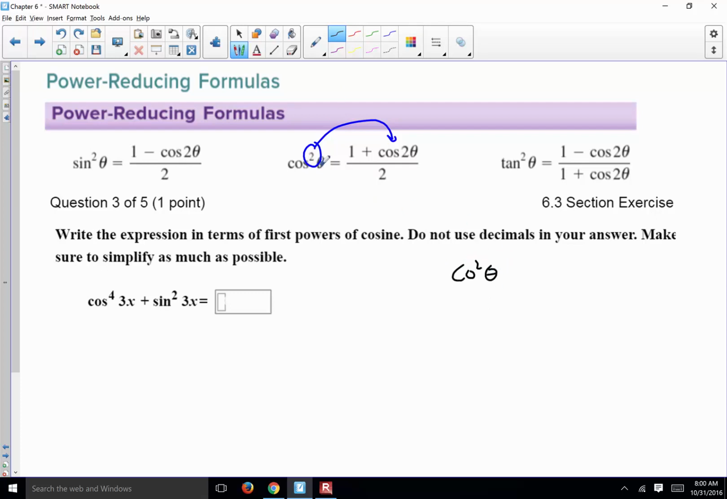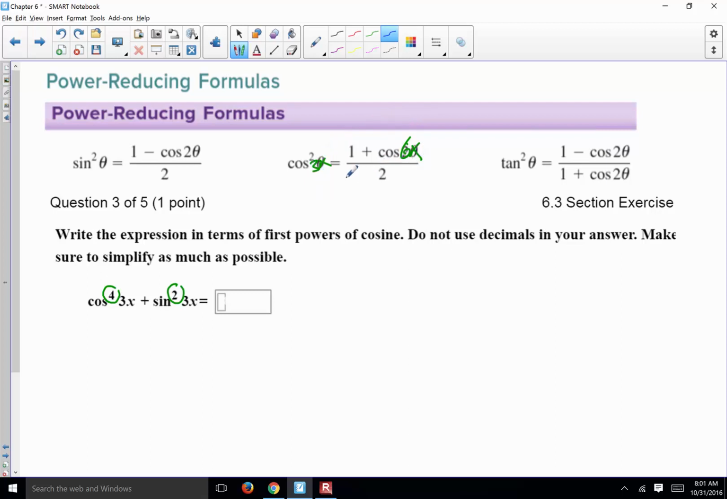Instead of theta, can I use 3x? By the way, these formulas work with any expression inside. So if you use here 3x, this is going to become 6x. If you use here y, this is becoming 2y. Always you're taking double of this quantity on the right.